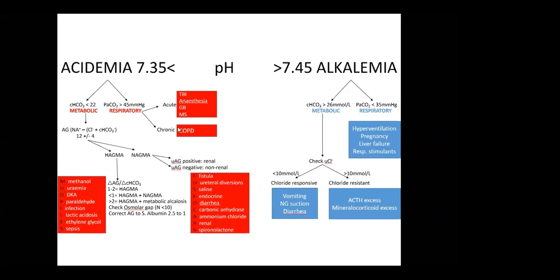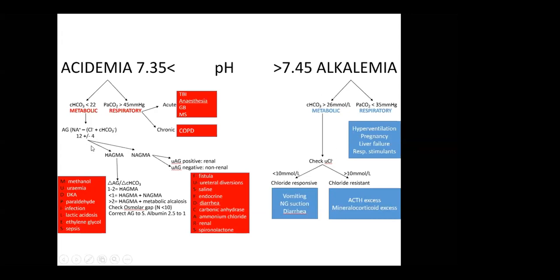By knowing the normal values of the ABG, you can recognize the abnormality. If the pH of the patient in ABG is less than 7.35, it's an acidemic state. You have to recognize whether it is metabolic or respiratory. If it's metabolic, bicarb will be less than 22, and if PCO2 is more than 45, it will be respiratory acidemia. The next step for metabolic acidemia is recognition of the anion gap. You can find the anion gap by this formula, and the normal level is 12 plus or minus 4.